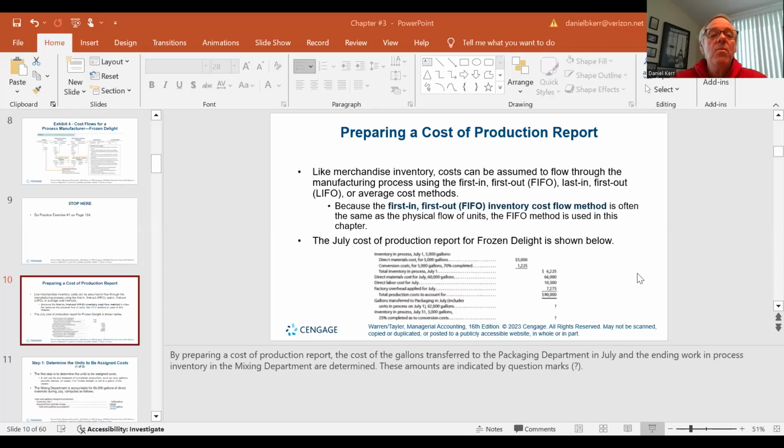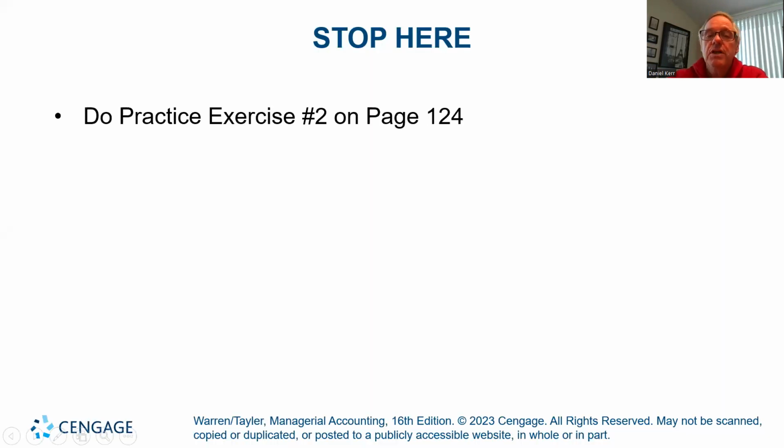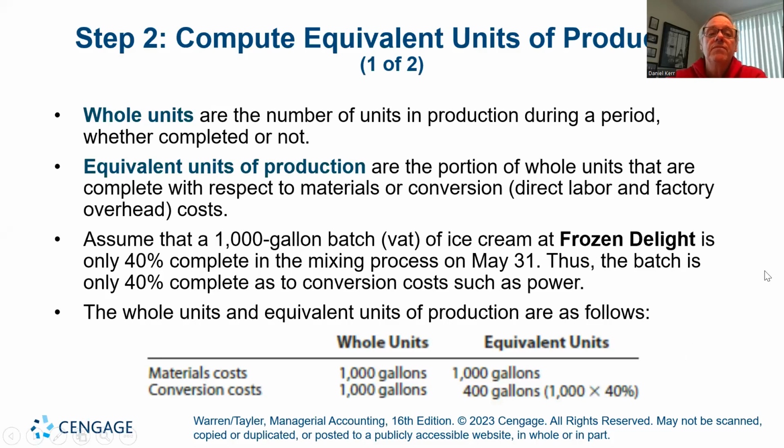Okay, so now we are actually going to start to prepare a production report. And to do this, I'm going to have to figure out the equivalent units of materials. I'm going to have to figure out the equivalent units of conversion costs, and then I'm going to have to make an allocation of those to the various components of inventory.